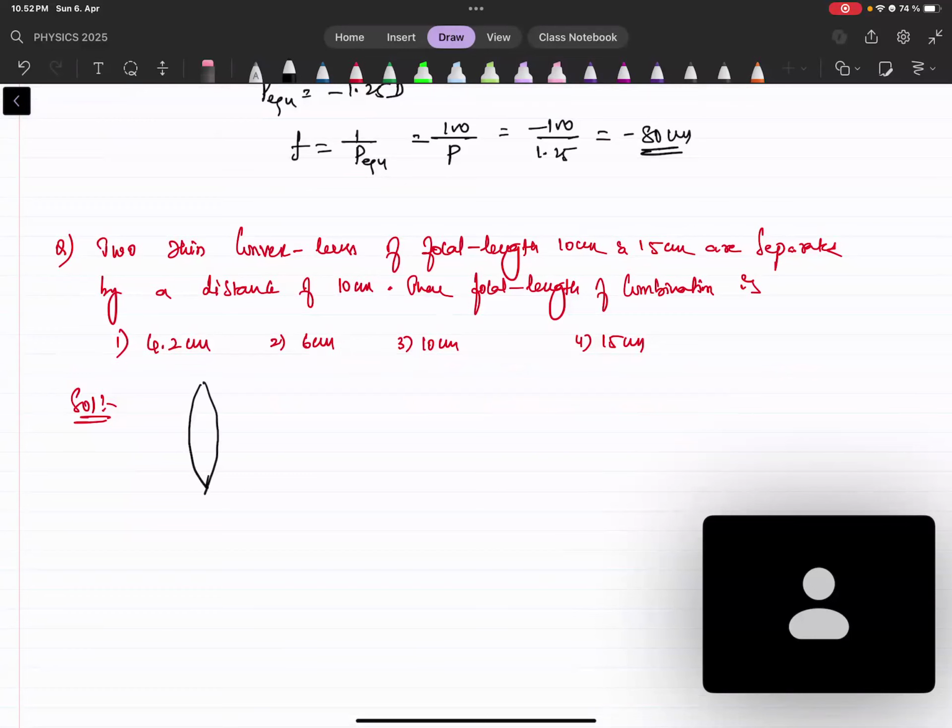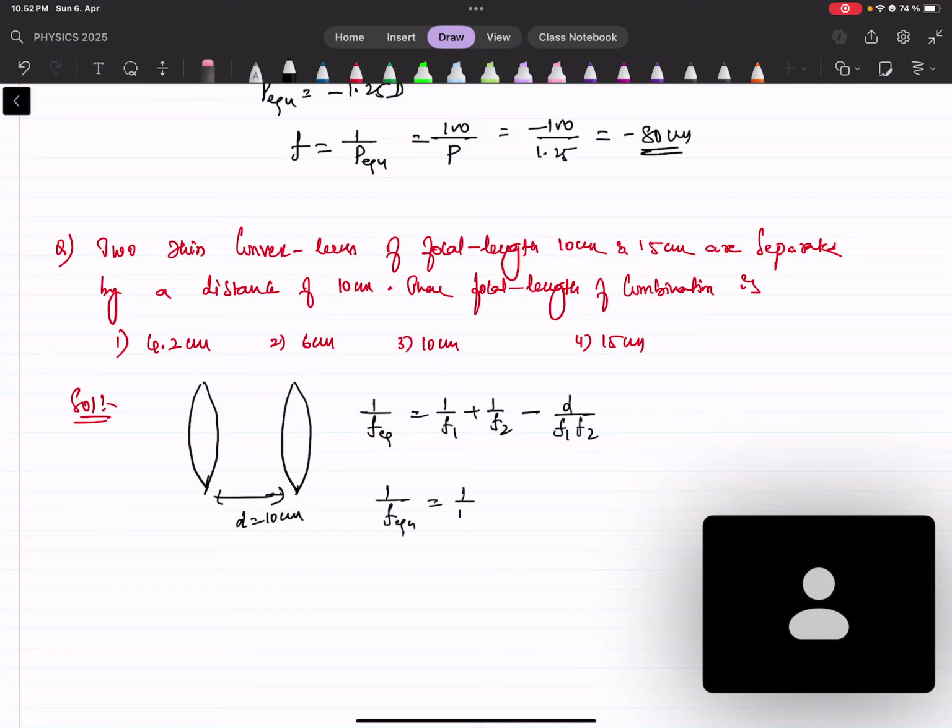This is one convex lens. This is your another convex lens, separated by a distance D equal to 10 centimeters. So 1 by F equivalent will be equal to 1 by F1 plus 1 by F2 minus D divided by F1 into F2. So 1 by F equivalent is equal to 1 by 10 plus 1 by 15 minus distance 10 divided by 10 into 15.